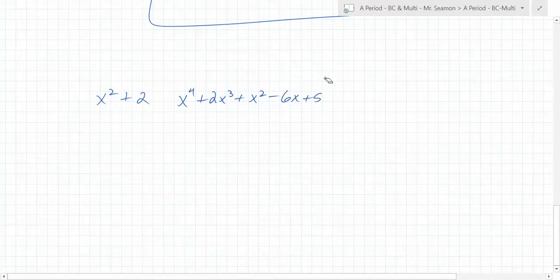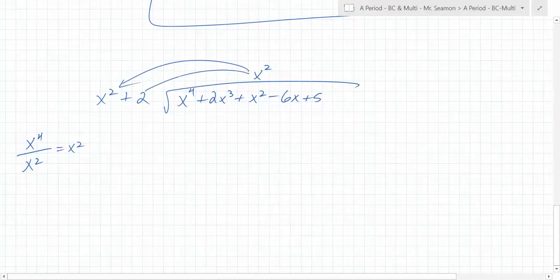So let's say we just had that. It's leading over leading. What's the leading term underneath the radical? X to the fourth. What's the leading term of the divisor? That's going to stay the same. This is equal to x squared. So you line it up with the same power. You then multiply. Each term, you multiply there and you multiply there.